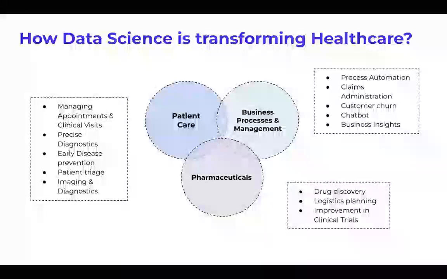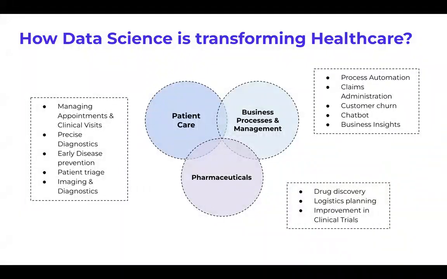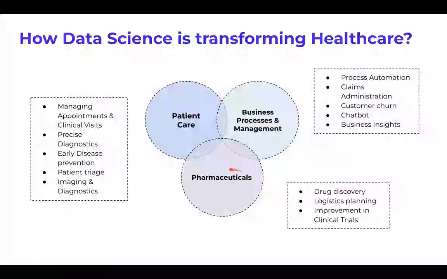So, overview of health informatics. The first slide is how informatics is transforming healthcare in this particular stage of AI and machine learning. So as you can see, there are mainly 3 broad categories of health informatics. The first is patient care. The next major thing is business process and management. The third one is drug discovery and companies for pharmaceuticals.